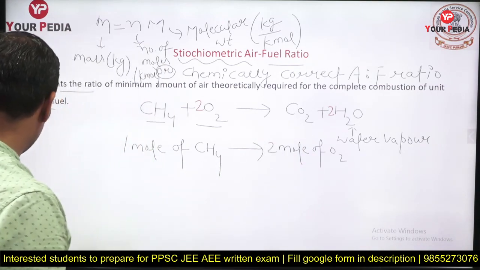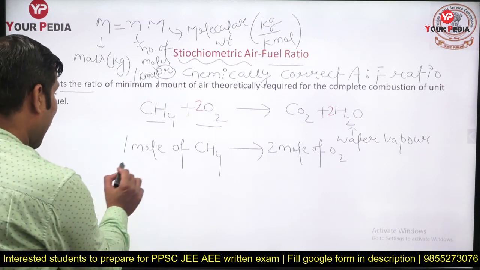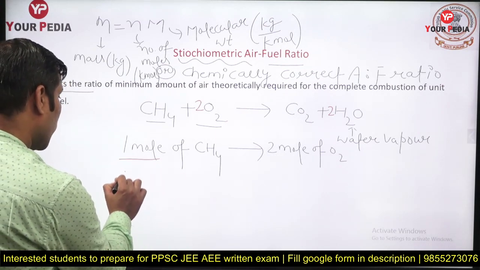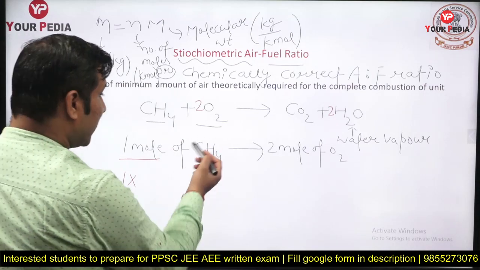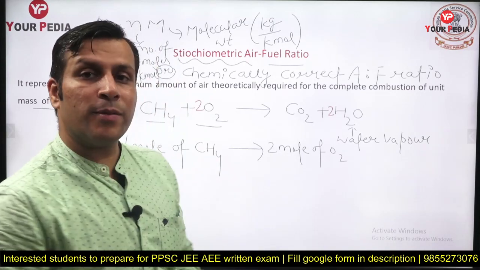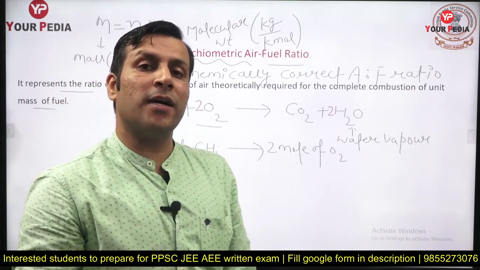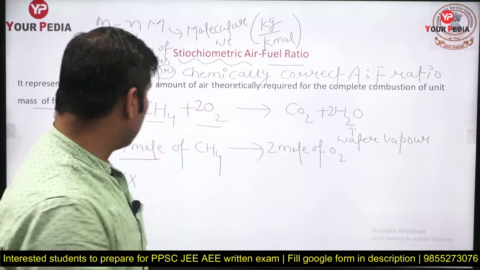So if you want mass, children, what you can write is N times M. N is 1. How much is the molecular weight of methane, guys? Hydrogen is 1, and 1 into 4 gives 4. For carbon the atomic weight is 12. So 12 plus 4, the total molecular weight will be 16.